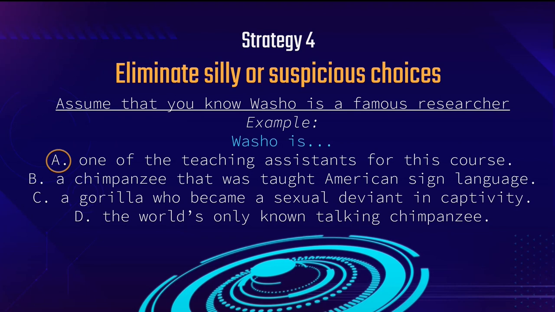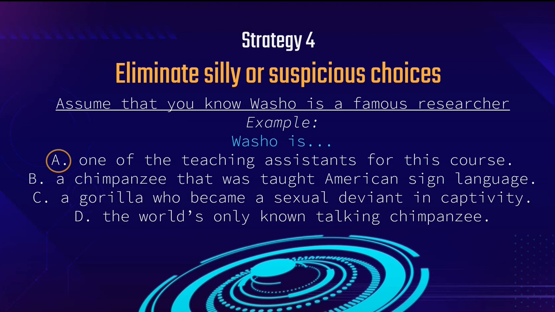Strategy 4. Eliminate silly or suspicious choices. Choose options that make sense based on logical reasoning and your background knowledge. In the following example, you must identify Washoe. Assume that you know Washoe's fame is related to research in the field of psychology.